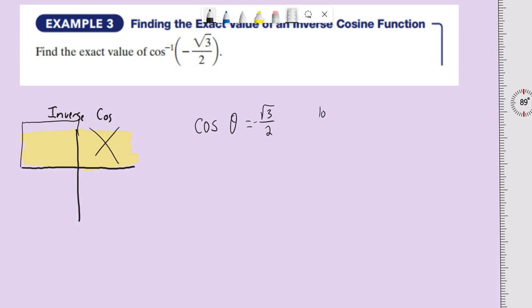This is the long leg again. Long leg of 30, 60, 90. Cosine is adjacent to that. Cosine is going to be your x value. So that means this is going to be the long side of the triangle. You're going to have the right angle there, and it's going to go like that.